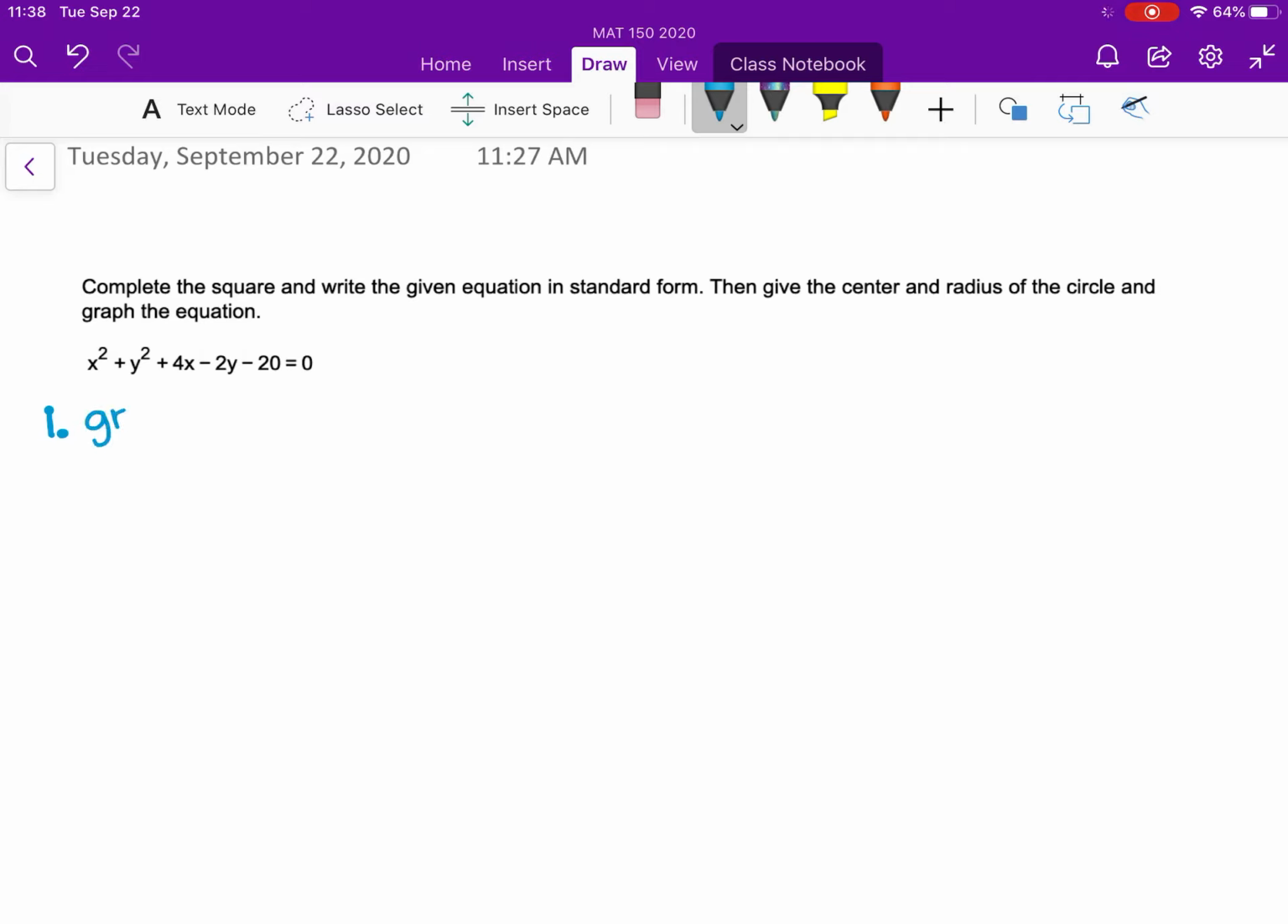All right, so completing the square, the first thing I do is group. So I put the x's together, so I have x squared plus 4x. To save you a step, I'm going to go ahead and put a line there. Then I group the y squared and the y together.